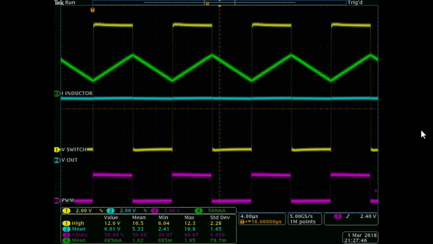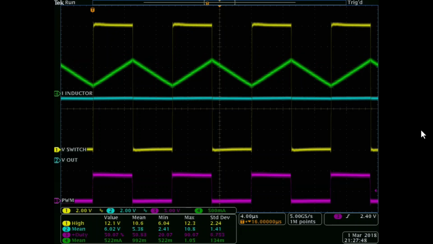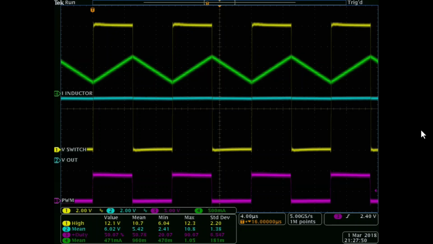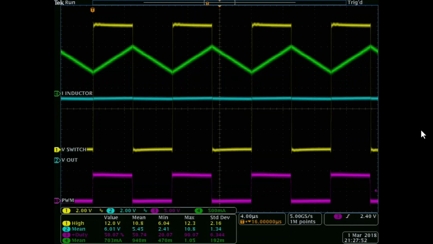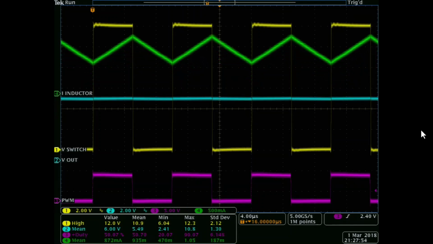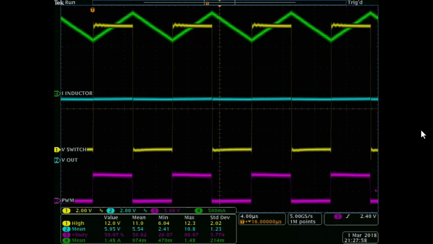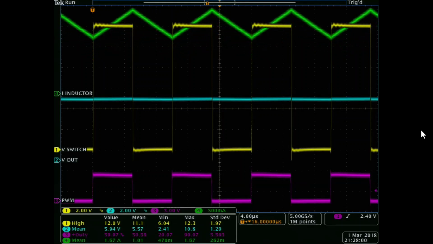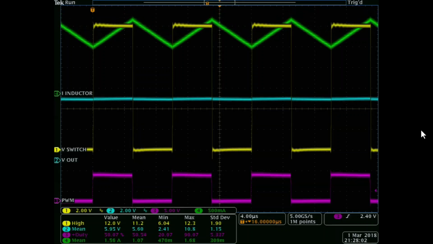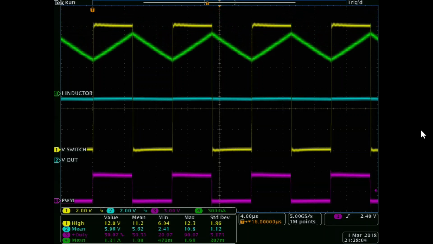Here, I'm changing the load current while keeping the duty cycle and the input voltage constant. So you see that the output voltage does not change. I'm changing the output current, the average output current. It's going up, goes down, but the output voltage remains constant.